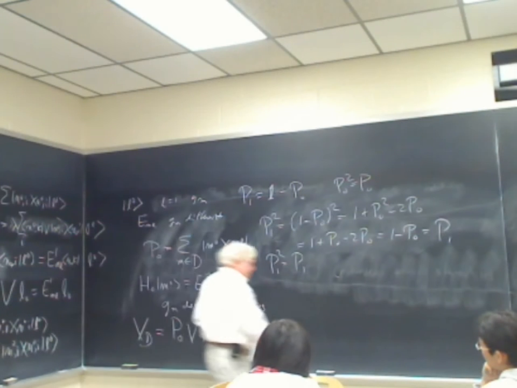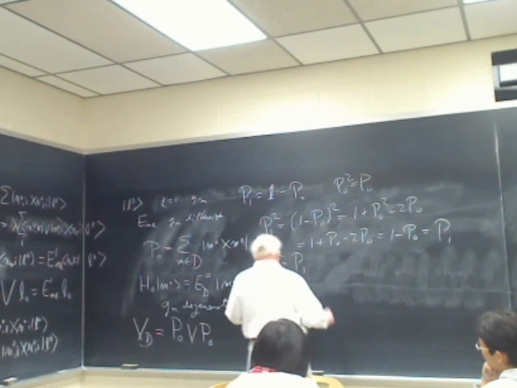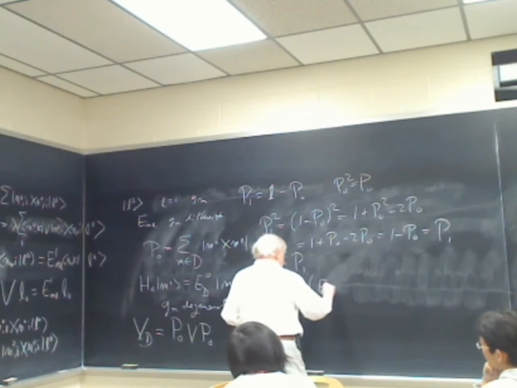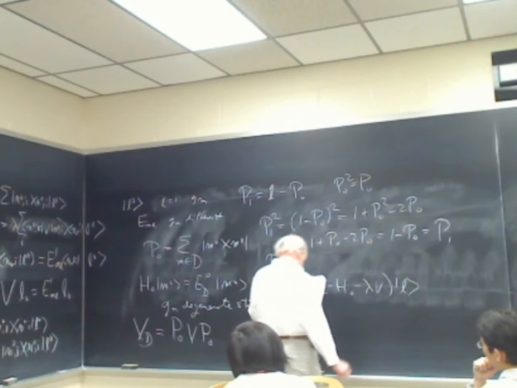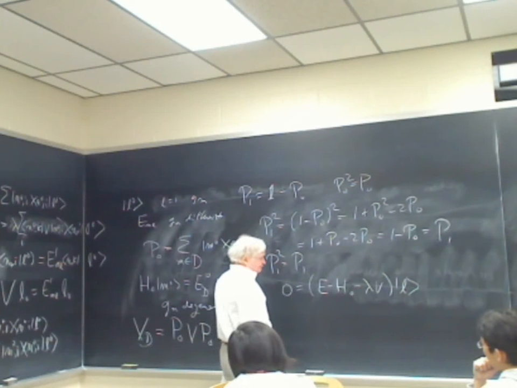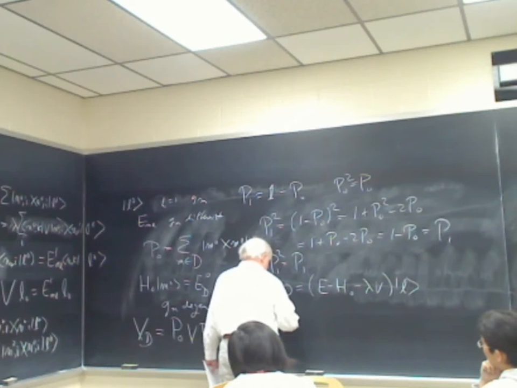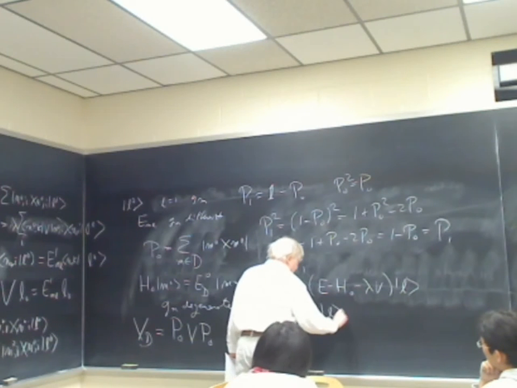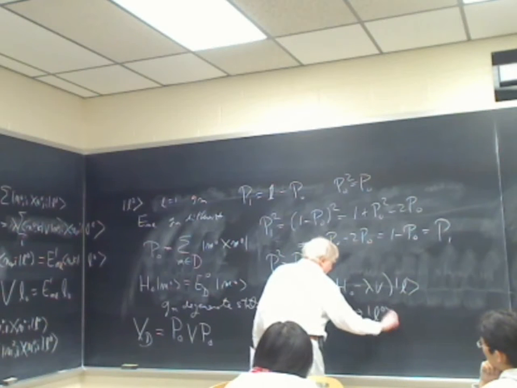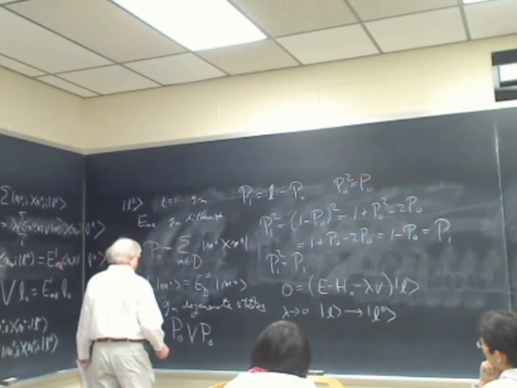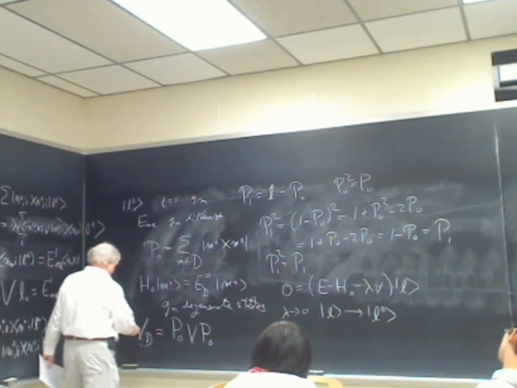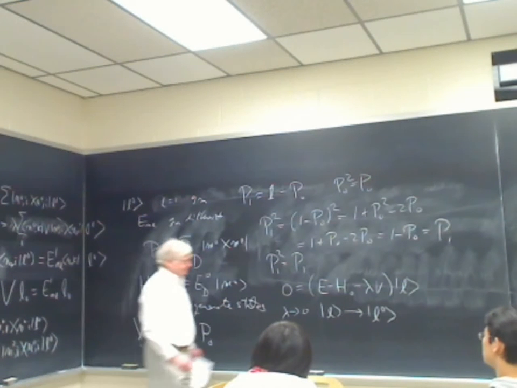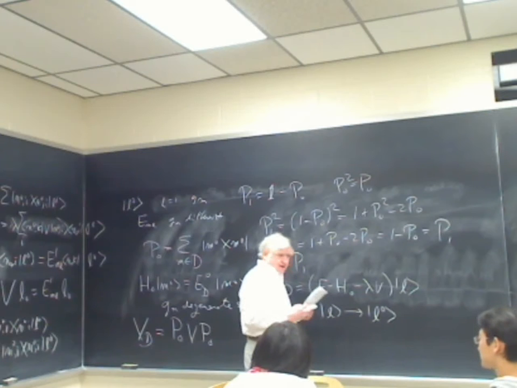Now, what we want to solve is the equation 0 equals (E minus H0 minus lambda V) L. And we imagine that as lambda goes to 0, this state L is going to go to L0, L0 being the eigenstates of this truncated potential. All right, is that clear what we're doing?